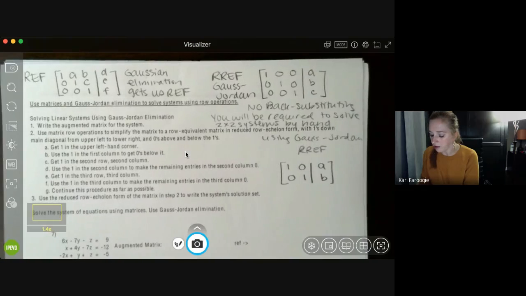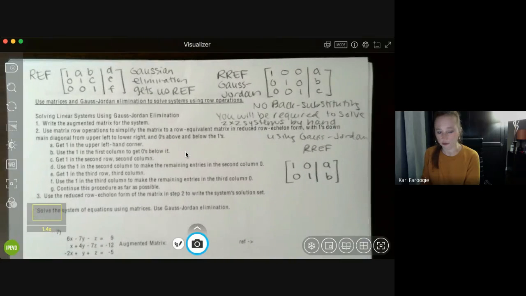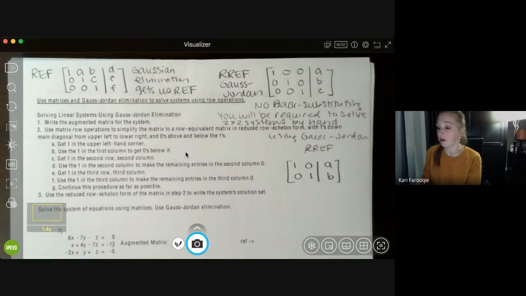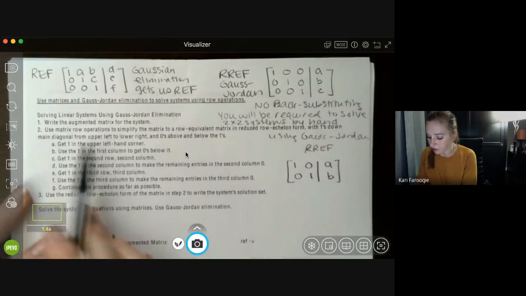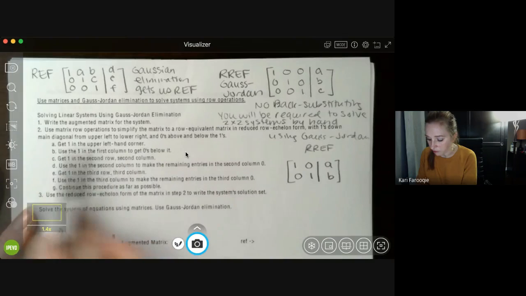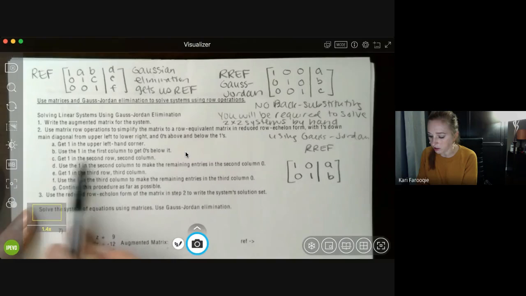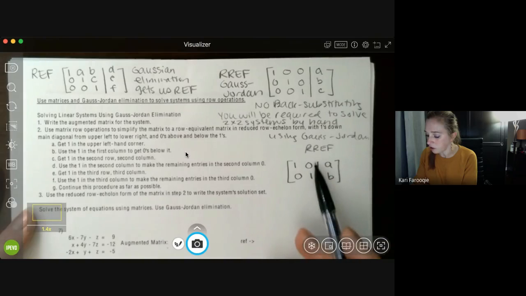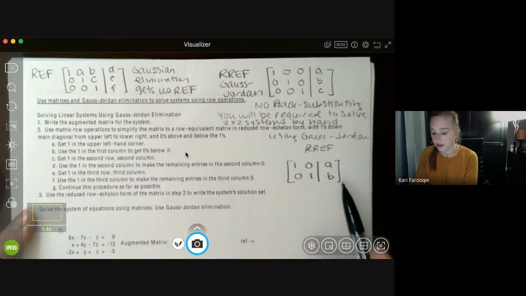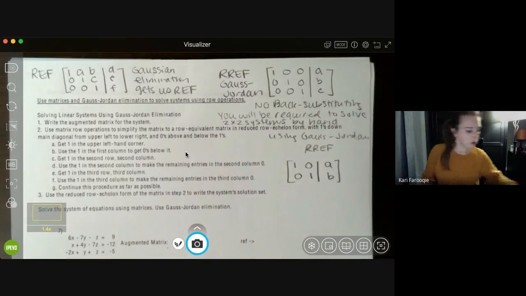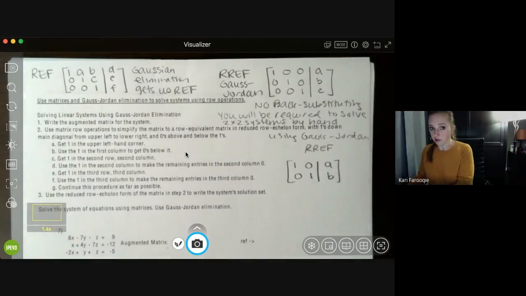Some years, depending on how much time I have, we work on putting 3x3 matrices in this form. Other years, I only do 2x2. This year will be a 2x2 year. So the directions are: get ones in the upper left, use the one in the first column to get the zeros below it, and so on. A lot of this should be familiar to you. The difference is that now you're working your way in the opposite direction to try to get a 0 here in the upper right. So let's go ahead and do this on an exercise, which is on the next page.